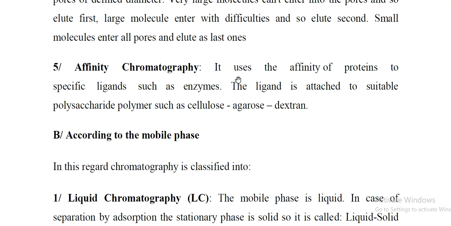Affinity chromatography uses the affinity of a protein. In affinity chromatography, it uses the affinity of a protein to specific ligands such as enzymes. The ligand is attached to a suitable polysaccharide polymer such as cellulose, agarose and dextran.